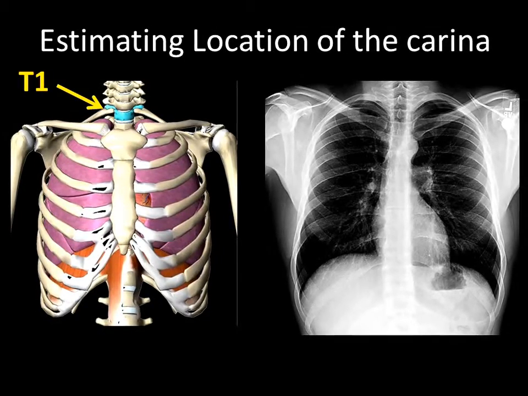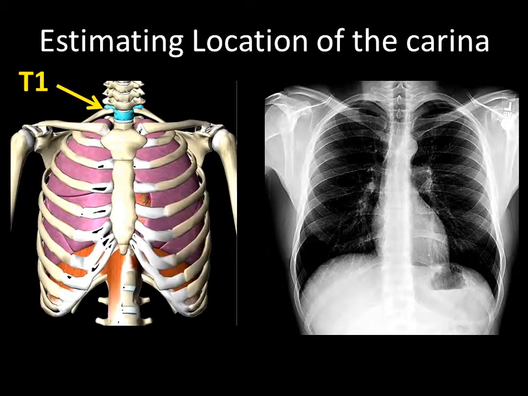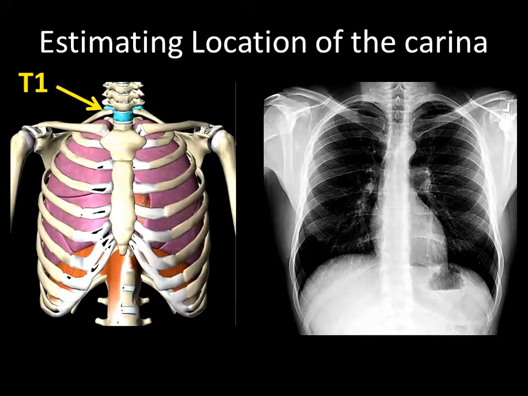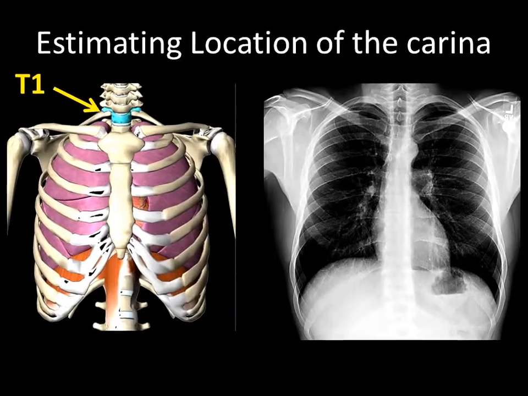On the left in the computerized diagram you see highlighted in blue is the T1 vertebral body. And this reminds us that the T1 vertebral body attaches to the first rib. The first rib attaches to the superior aspect of the T1 vertebral body. Using this information we can find the vertebral bodies below T1.